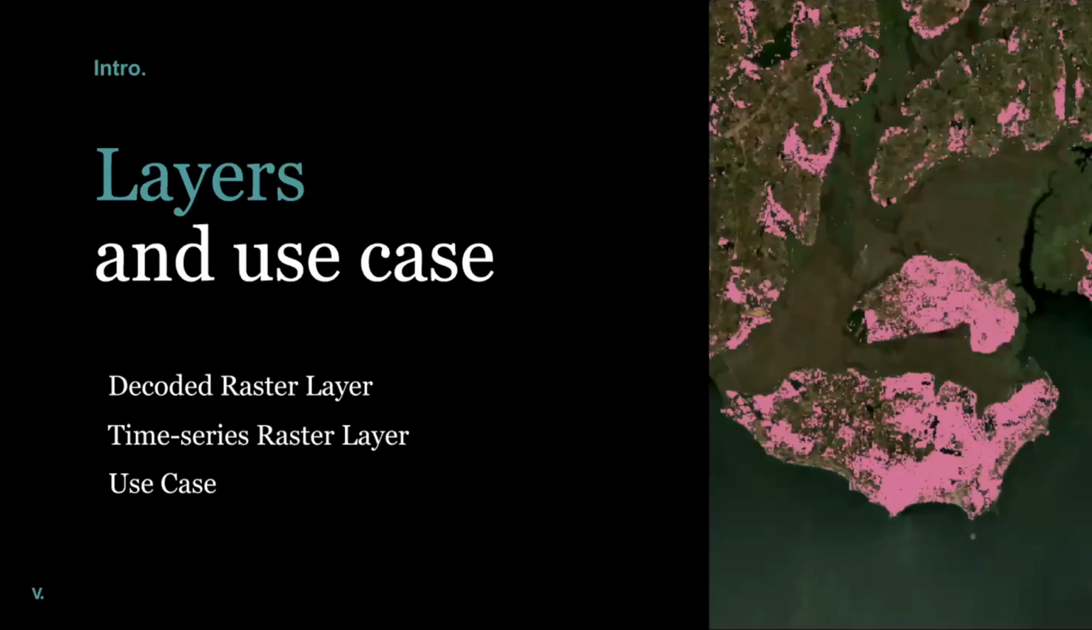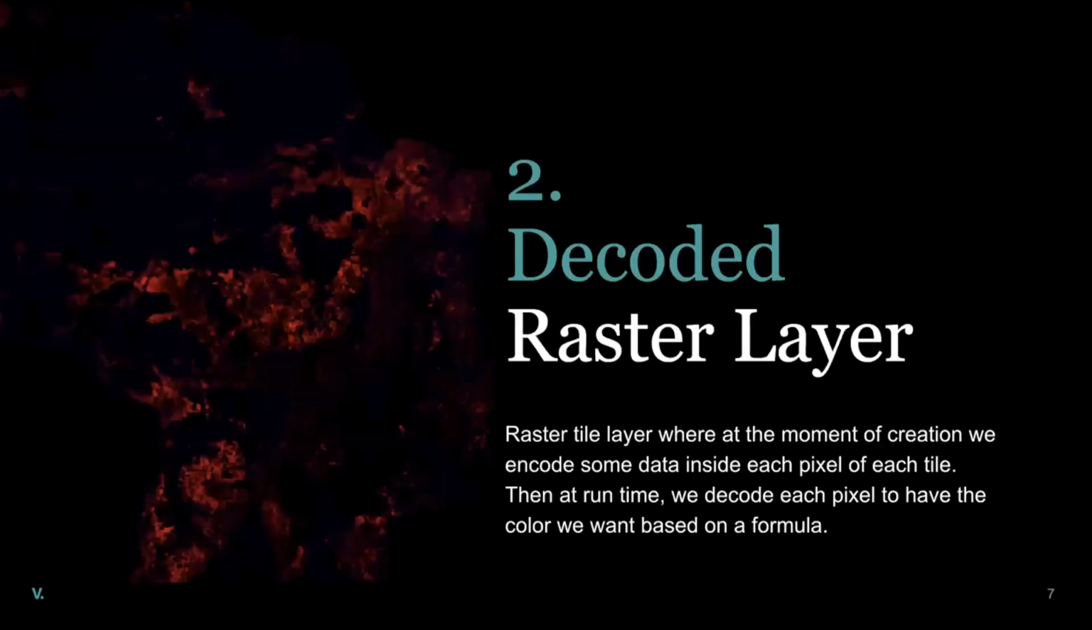So, yep. Thank you, David, for your introduction. Now we are going to focus on some raster layers. We are going to go through one layer called the code raster layer, and the other one is the time series raster layer. After that, David will present a use case where we can see both layers working together, and you can see the power of using both together. So yeah, let's start with the first one.